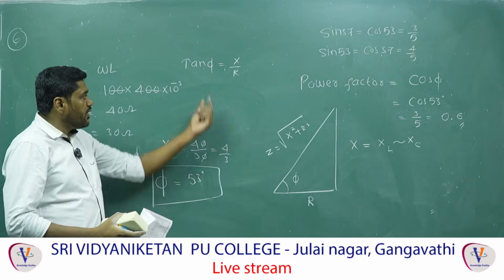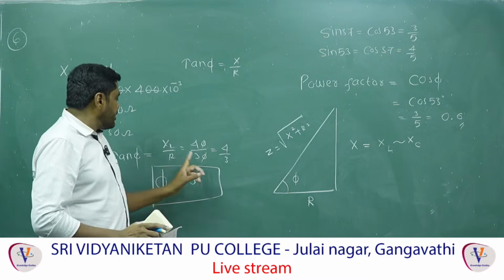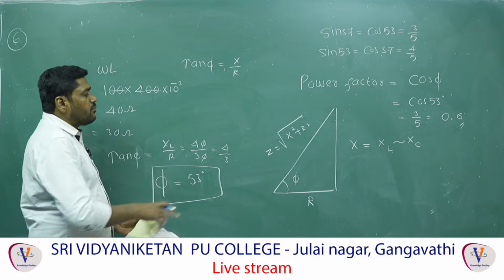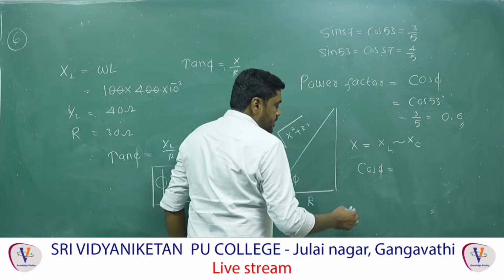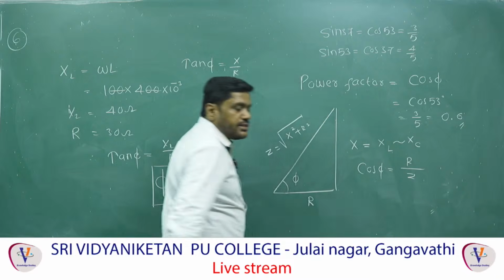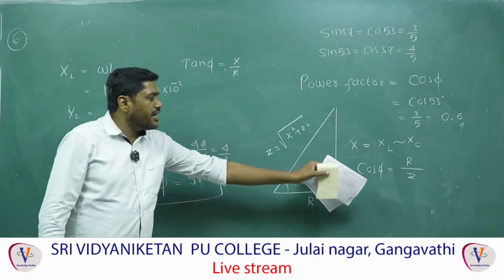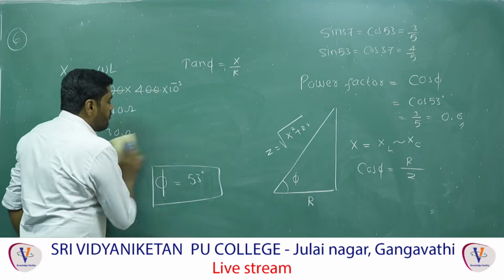First of all, you find out the phase difference by using this one. If you don't want all this, take the formula directly. From the figure only we can get cos phi, which is equal to the adjacent side, resistance R, by Z. You can take the answer. First you have to find out the Z value. Both are the same method, so you can follow any one of the methods.